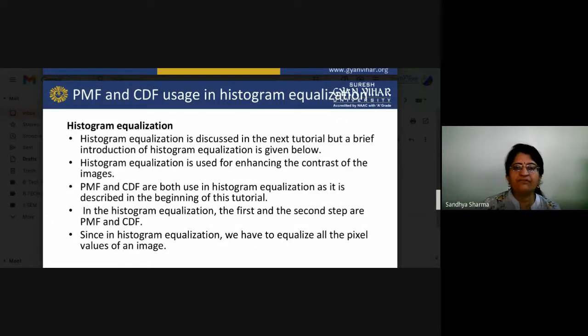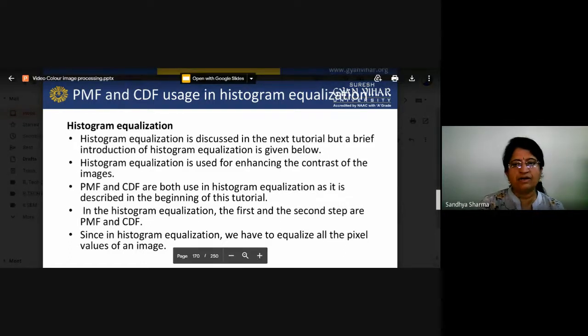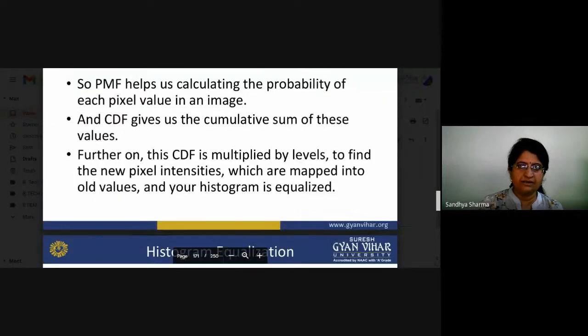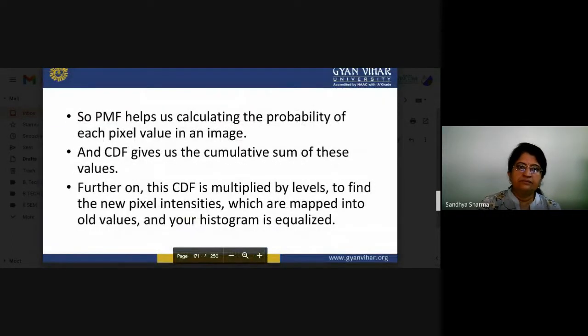PMF and CDF are both used in histogram equalization. In histogram equalization, the first and second steps are PMF and CDF. Since in histogram equalization we have to equalize all the pixel values of an image, the PMF helps us calculate the probability of each pixel value. The CDF gives us the cumulative sum of these values, and further on this CDF is multiplied by the levels to find the new pixel intensity, which is mapped to the old value, and your histogram is equalized.